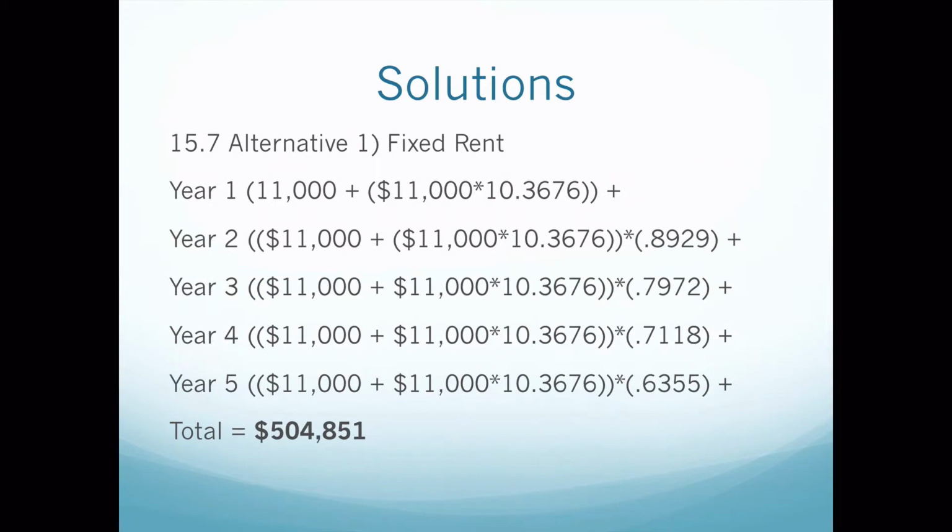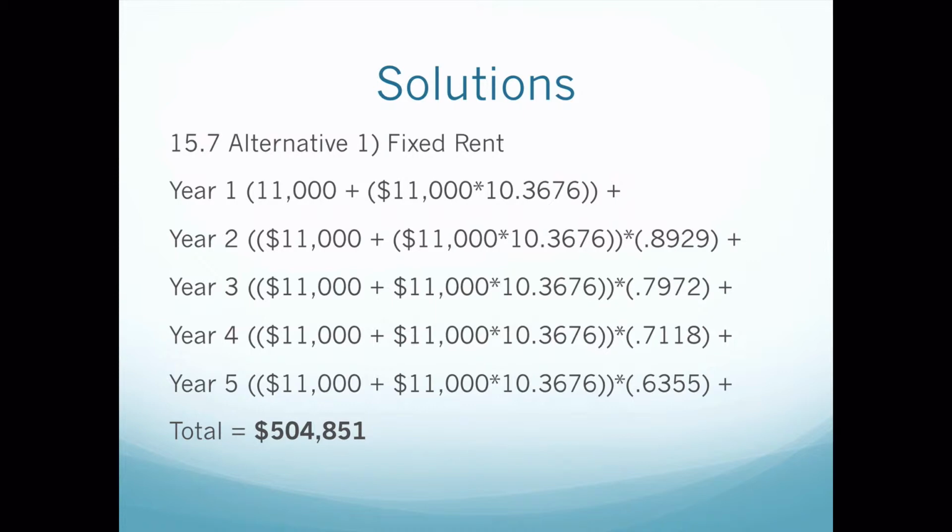As I said, the greatest challenge that students have with calculating this is they don't do their math right. So I'm just going to walk through the math on a couple of these, and hopefully you'll get the answer of $504,851. If you do 11,000 times 10.3676 plus 11,000, and then when you get that answer, you add it to the answers of years 2 through 5.